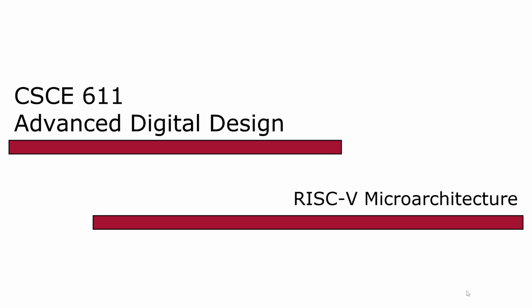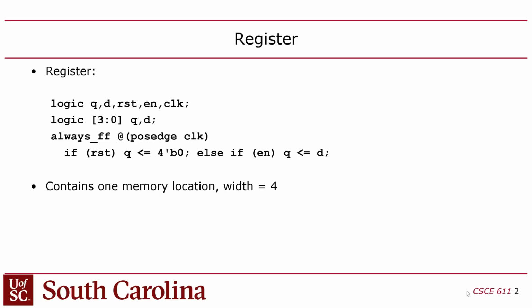So today I'm going to introduce a new topic. We're going to be getting into the RISC-V microarchitecture, meaning that's the internal design of RISC-V. But I wanted to spend a few minutes to take a look at the always_ff and sequential logic that we covered last time, and do another demo of that.